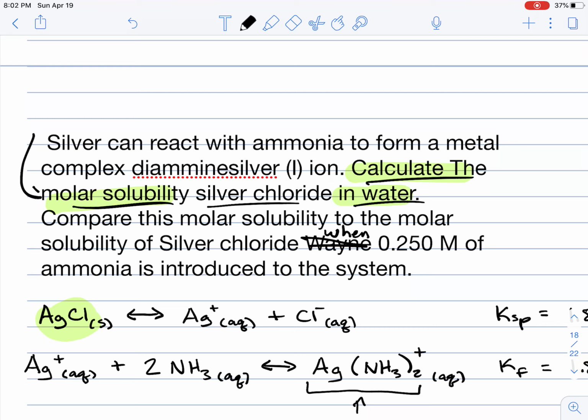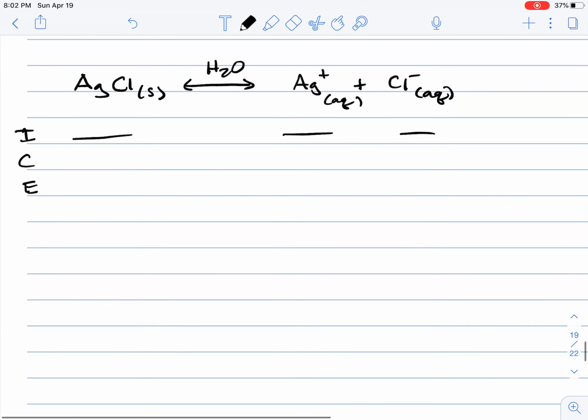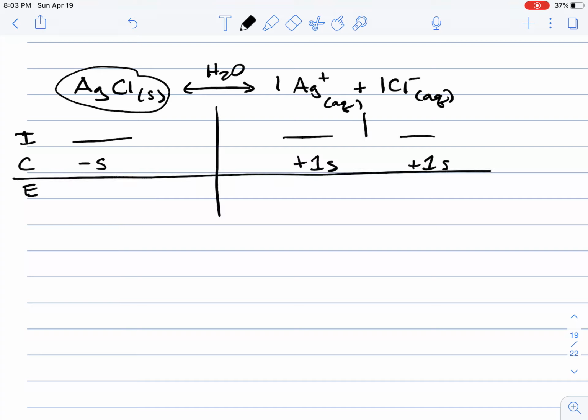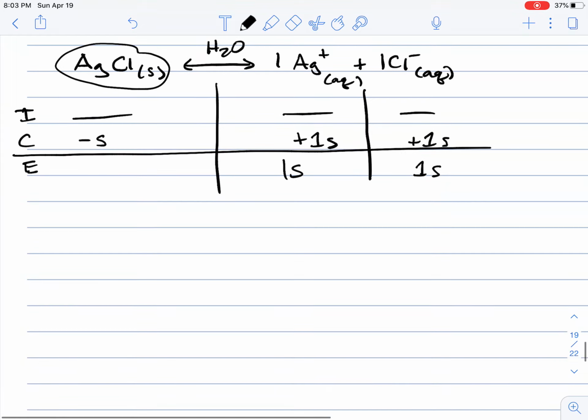And remember that molar solubility is represented by the letter S, which is found in the change of our ICE table. So we know that we have some amount of silver chloride that's going to be soluble. That's why it's minus S. And then we're going to put plus 1S and then plus 1S. It's a 1-to-1 ratio. And so at equilibrium, the equilibrium concentration of silver is equal to the molar solubility of silver chloride, which is just 1S. And the same thing goes for chloride. The equilibrium concentration of chloride is the same as the molar solubility of silver chloride.